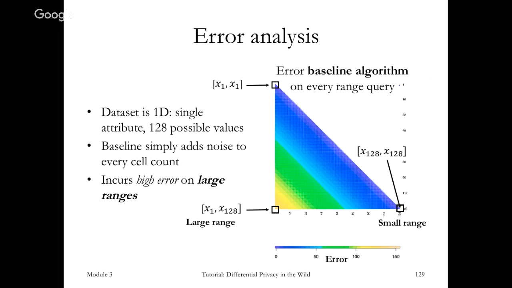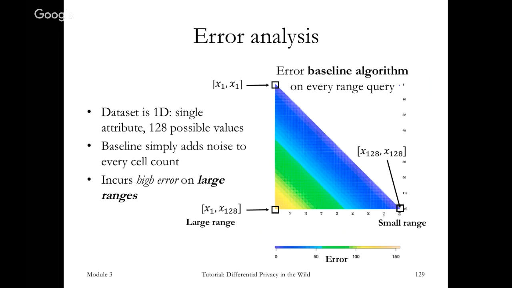Just to explain this figure, this is just one-dimensional data, so we're no longer looking at spatial data, but just, say, a histogram over 128 possible values. And then what we can think about is employing that baseline algorithm on this data. And then I want to answer all possible range queries. So that upper left corner there is just the range query that looks at the first cell. So how many records are in the first cell? The lower right there is how many records are in the last cell. And the lower left here is the total number of records in the entire data set.